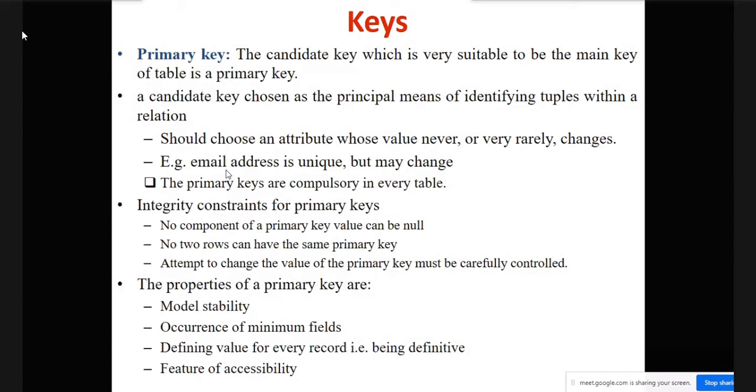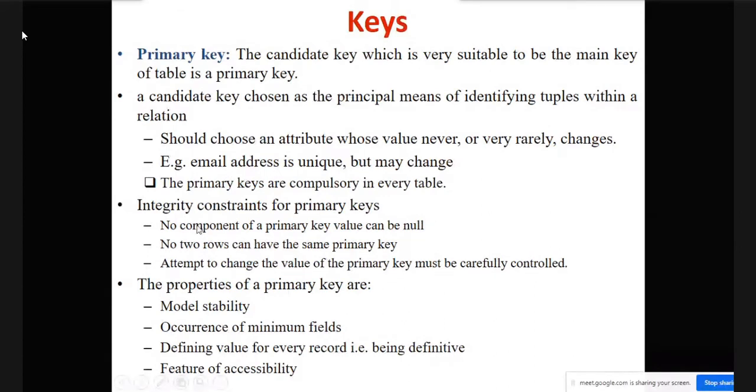So now what happened? One person is changing from one email to another to another, and mostly they are using the latest one, which is related to the student. So in this case, my email address is changing, so that cannot act as a primary key. I may delete my email account, correct? So that cannot act as a primary key.